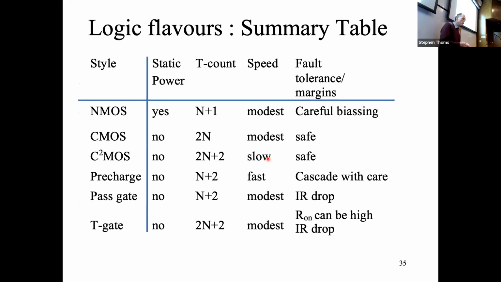Oops, sorry. So here's the summary of what we've looked at, different logic styles, so NMOS, CMOS, C-squared MOS, pre-charged, pass gates and transmission gates, okay? Maybe your head's buzzing with all these, but if you go back and look through the lecture, hopefully these are more familiar to you, at least the words. And then just a summary here. Do they have static power implications? Well, generally speaking, no, apart from NMOS. How many transistors do you need for N inputs? So some of them need fewer, some of them need more. Speed information and so on.